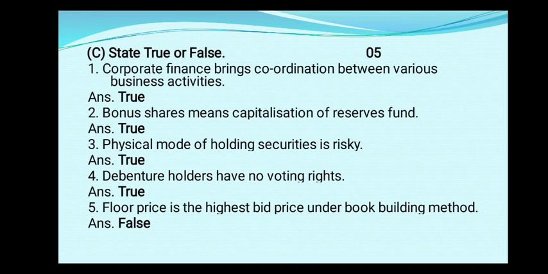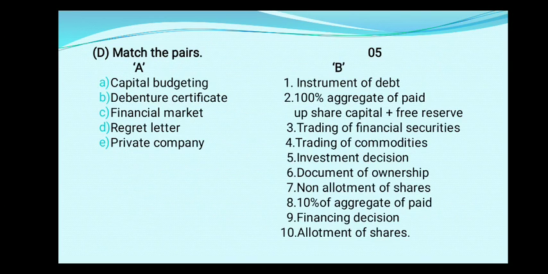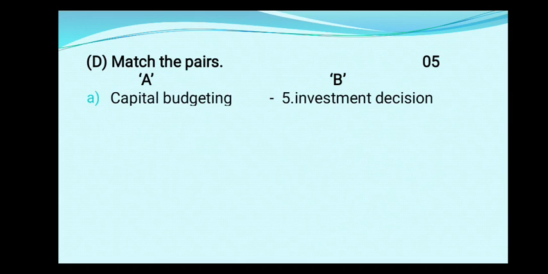Now, question number 1D. Match the pairs. In match the pairs, certain options are similar. Therefore, read carefully and select the answer. In group A, there are 5 points, and in group B, there are 10 points. Now see, in group A, first is capital budgeting, and you see in group B which points are similar, and you may get confused. There are investment decision and financing decision. If you study hard, then you can write the correct answer. And the answer is capital budgeting, investment decision.